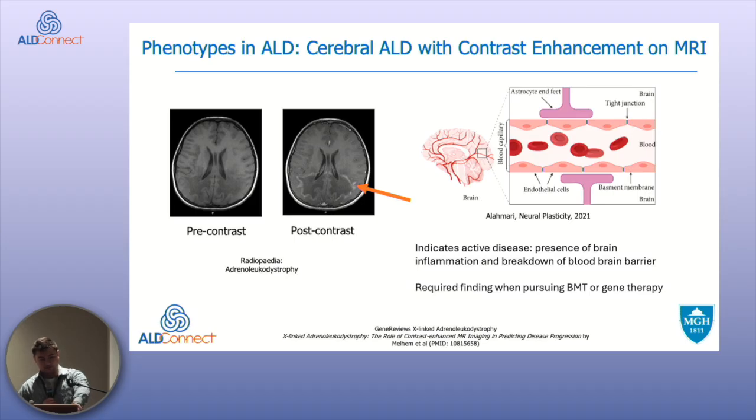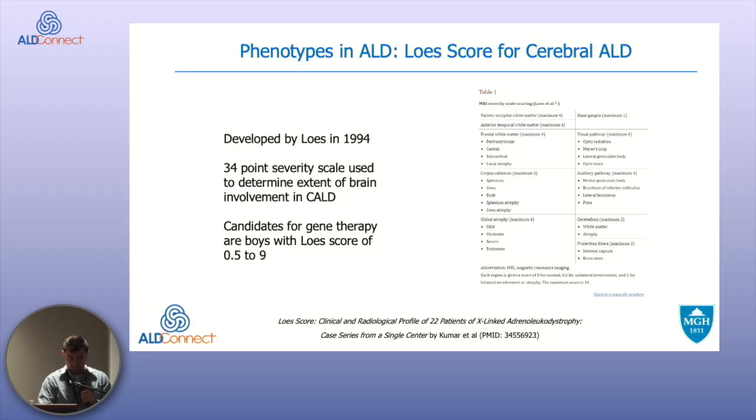The LESS score we've talked about, I think, a lot in this conference. This is a score that we use to quantify disease severity in MRI. To qualify for gene therapy, you have to have a LESS score of 0.5 to 9.